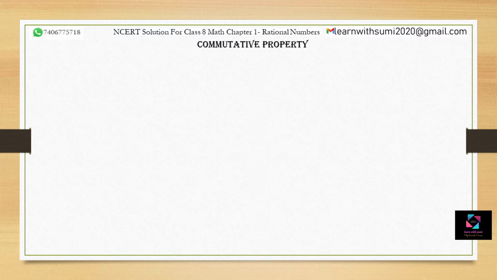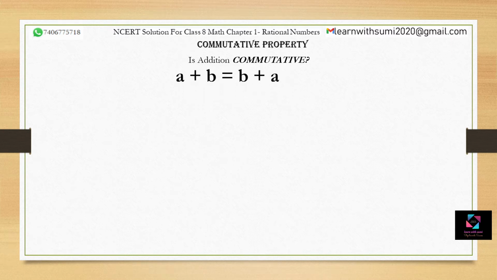So let's get started with the commutative property of addition. Let's check whether addition is commutative or not. If it is commutative, then it should satisfy the following condition, that is a plus b is equal to b plus a. If it satisfies this condition, then it is a commutative property.